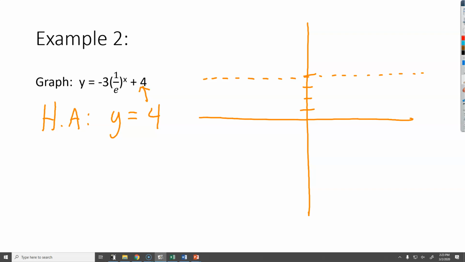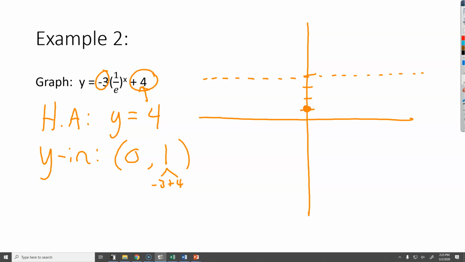Okay, next, what do we want? Y-intercept. The y-intercept is 0, comma, what? 1. Why is it 1? Because you do -3 plus 4. Okay? So we're going to put a dot at 0, 1.